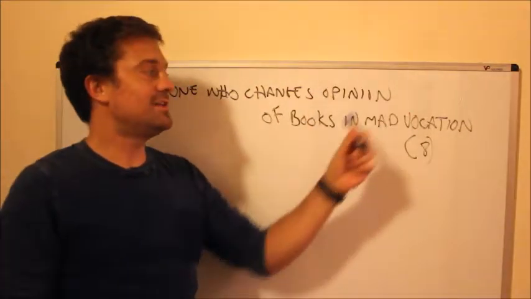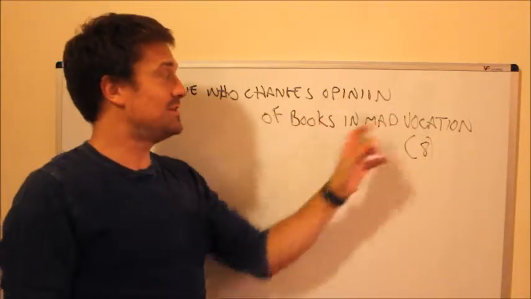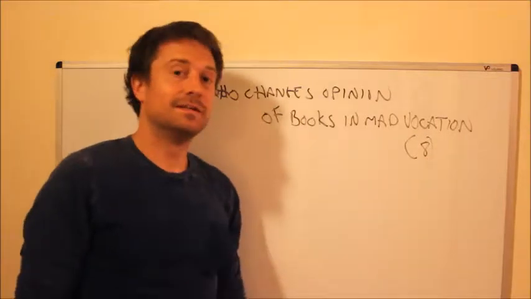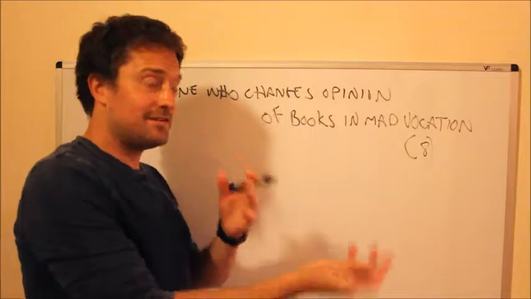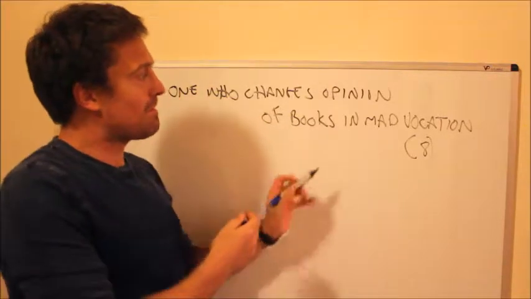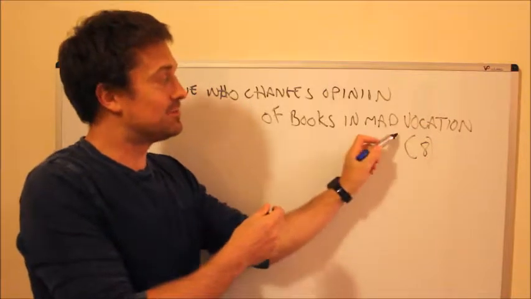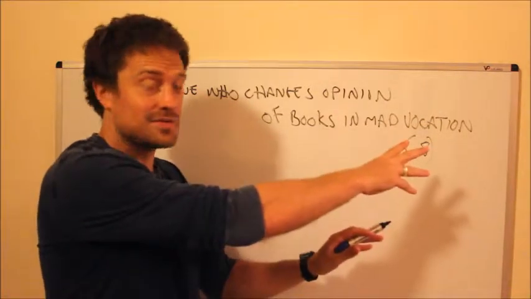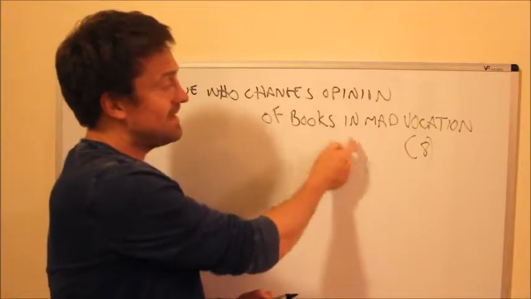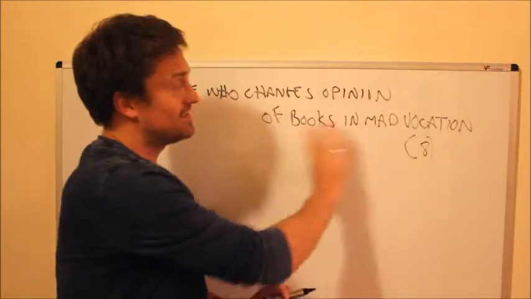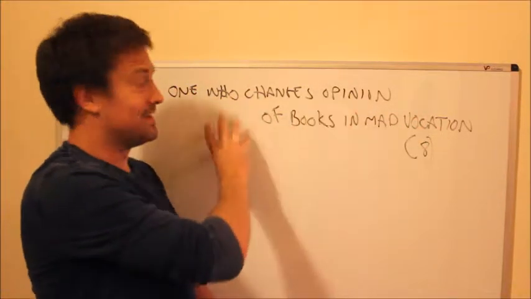One who changes opinion of books in mad vocation. 8 letters. One who changes opinion of books in mad vocation. Now, you'll be looking, obviously, definition, wordplay, trying to break it down. Mad here, it's not at the end, so it's not going to be a definition. It's pretty likely to indicate an anagram of something, so you probably start thinking that's books in mad and an anagram of this. So you're definitely wordplay down this end, which means definition is probably up this end somewhere.